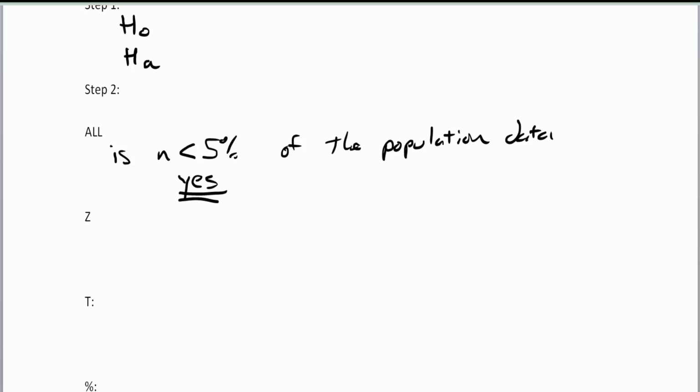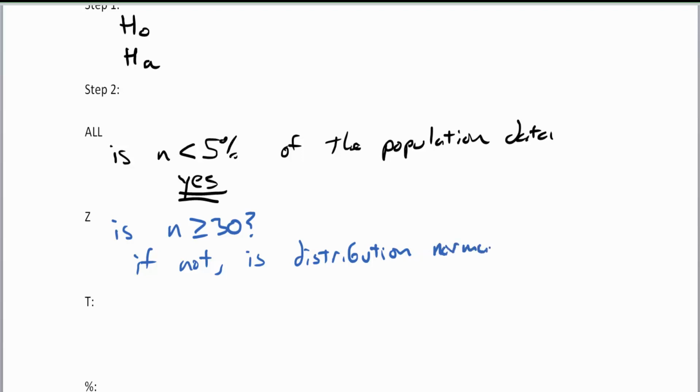Okay, so if you have a z-test, you're going to be asked, is n greater than or equal to 30? That's generally a test in step 2 there, and that should be a yes. And if it's not a yes, then you have to make sure, is the distribution normal? Most all story problems are going to be asked about that. It'll probably just say it in the story problem.